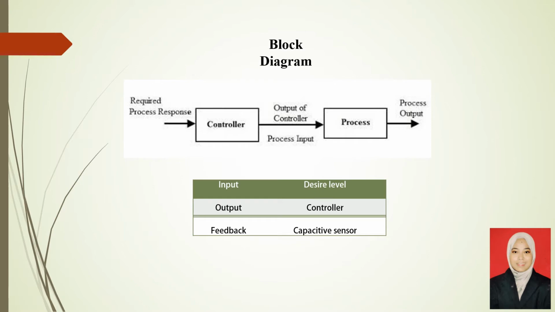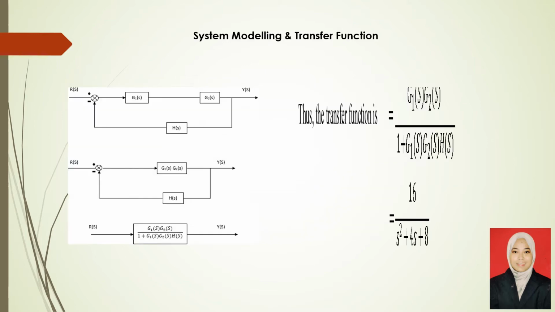There is a block diagram. The input is the desired level, and the output is the controller. The feedback is the capacitive sensor. This is our system modeling and transfer function. For the transfer function, we get the equation 16 over s power of 2 plus 4s plus 8.